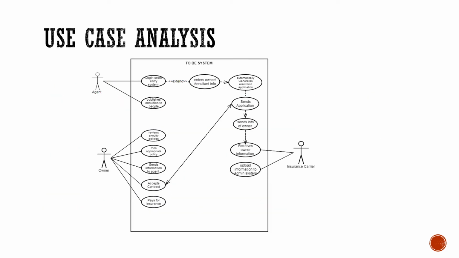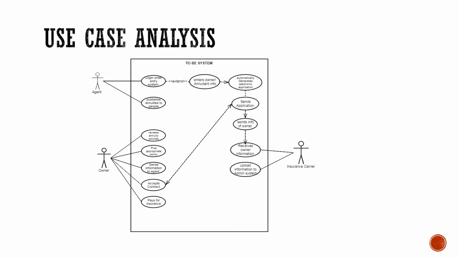The use case diagram clearly explains the procedure of the order entry system. As you can see, there are going to be three main actors, and they're outside of the box, and they're going to be interacting with the system. This is going to be the agent, the owner, and the insurance carrier.